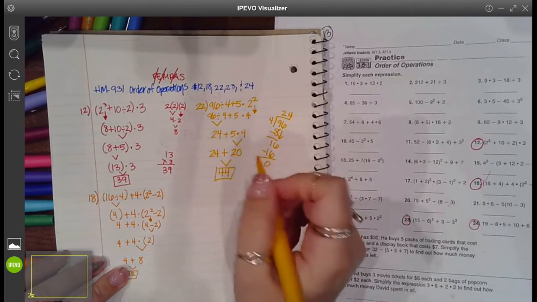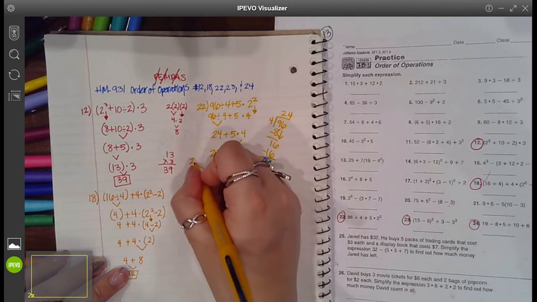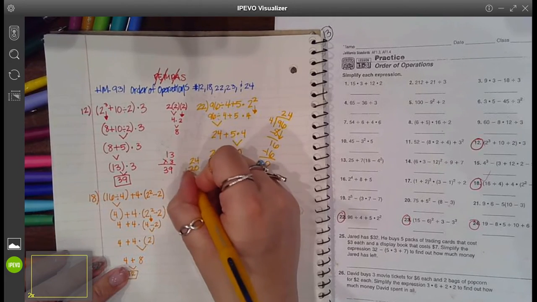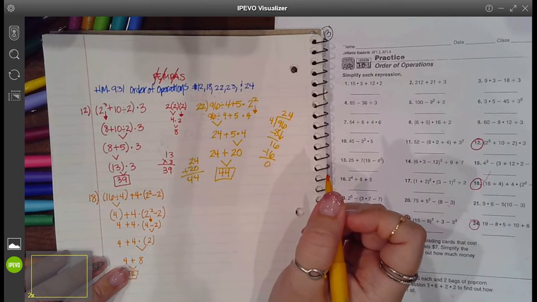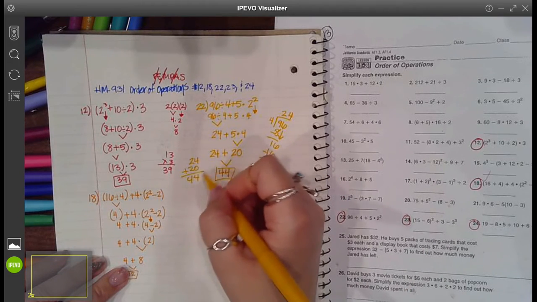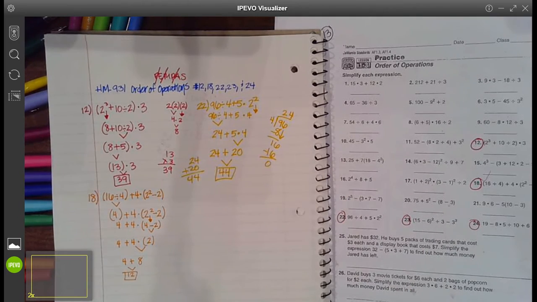Please don't be ashamed to, don't think, oh, I have to do it in my head. Please work it off to the side if needed, because I'd much rather you get the right answer than make a simple careless mistake. So always feel free to work off out to the side when needed.